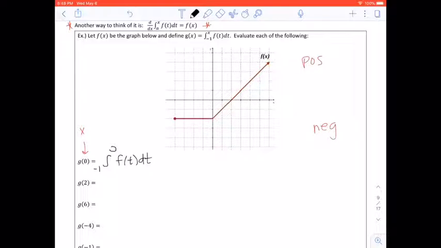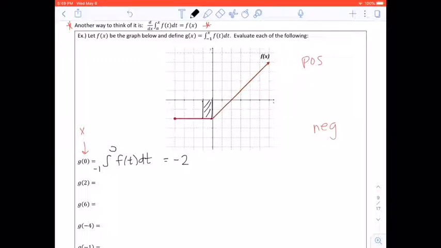And remember, our integrals are talking about the area. And so if I go from negative 1 to 0, the area in here that we have is 2 boxes, however they are underneath the x-axis, so that means that this is going to be equal to negative 2.